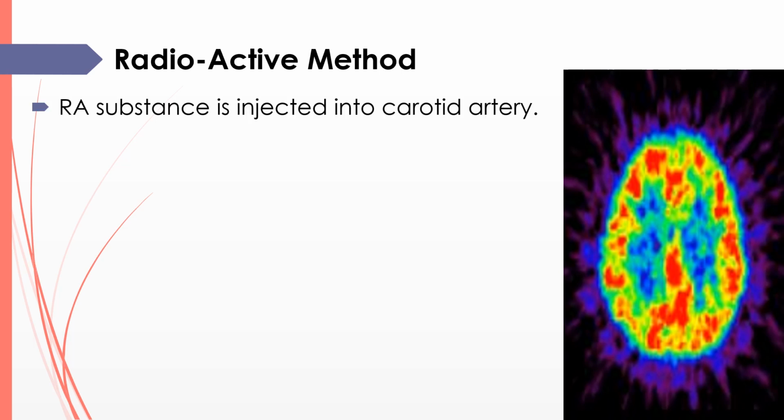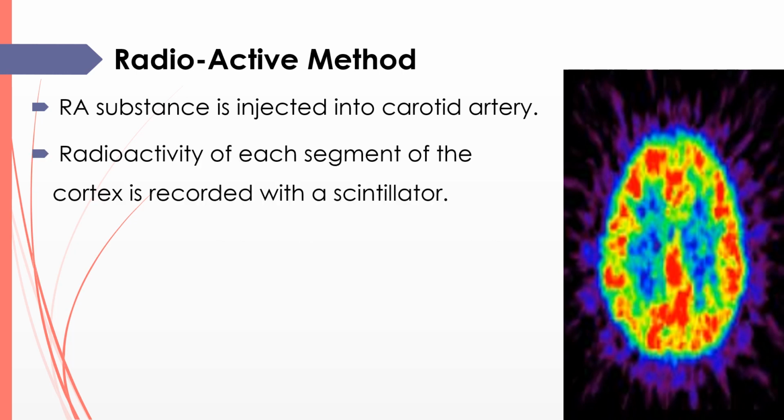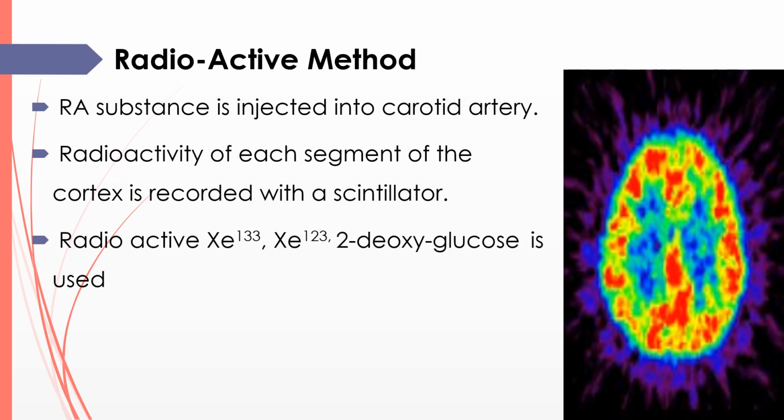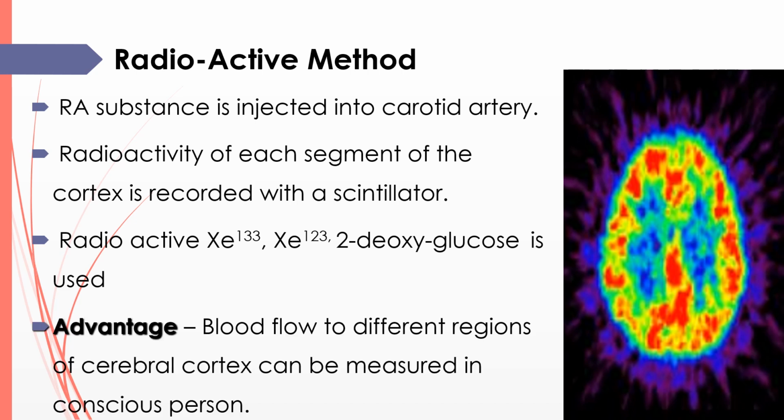Coming to the radioactive method. The radioactive substance gets injected into the carotid artery. The radioactivity of each segment of the cortex is recorded with the scintillator. The radioactive substances used are xenon 133, xenon 123, and 2-deoxyglucose. The advantage is that the blood flow to different regions of the cerebral cortex can be measured in a conscious patient.